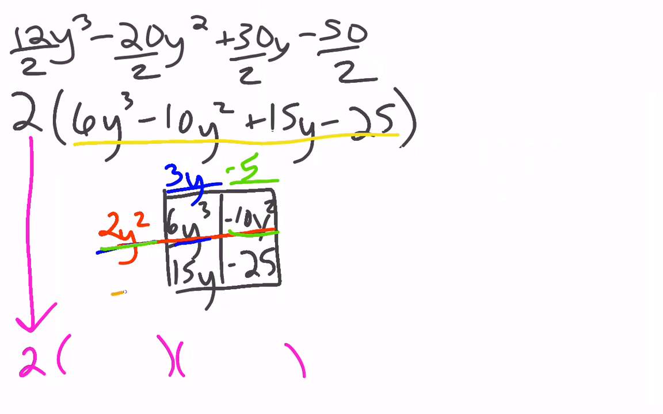Let's go to the bottom. What do I multiply to 3y to get 15y? That's going to be a 5. And then double check your last box. 5 times negative 5 does give me negative 25. And then just fill in your parentheses. Left side is 2y squared plus 5. And the top is 3y minus 5.